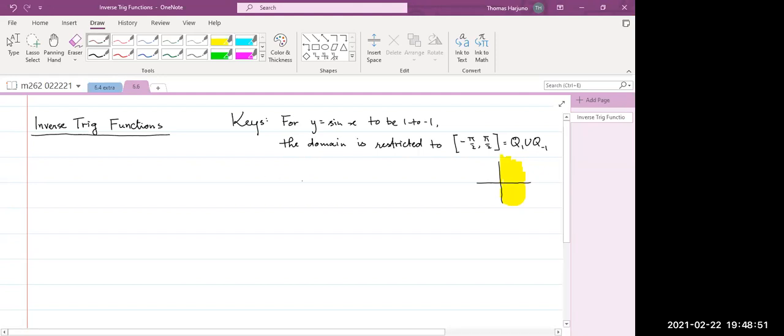Therefore, when we say sine inverse of something, the result will be between negative pi over 2 to pi over 2. Of course, for x from negative 1 to 1. That's for the sine.